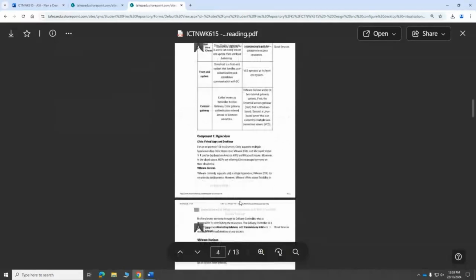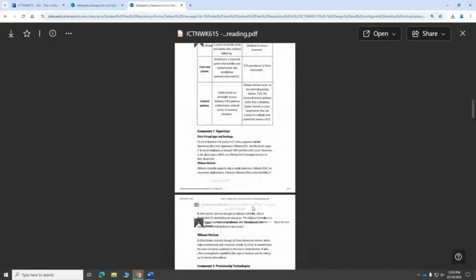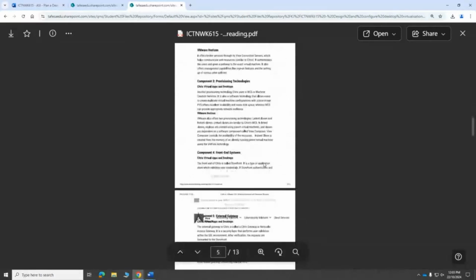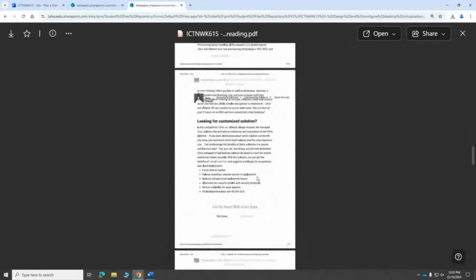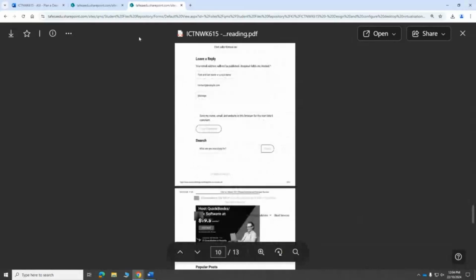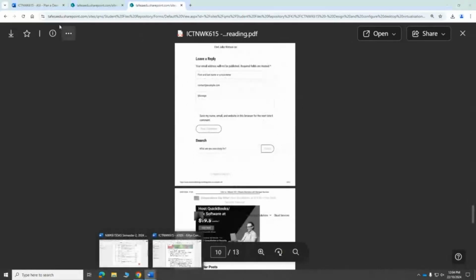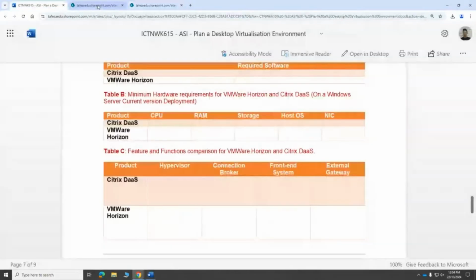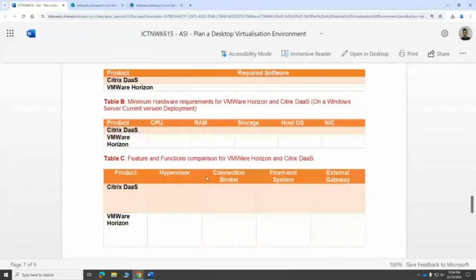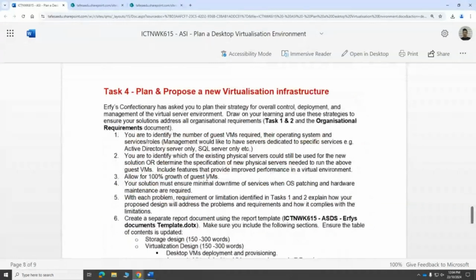And I think components, the hypervisor, the provisioning technology, the front-end systems, which one to choose. So basically, pretty much all your answers are in here, okay? Somewhere, with those kind of things. So some things you have to research, but most of the things are going to be in that document, okay?